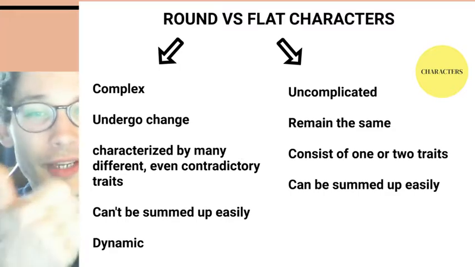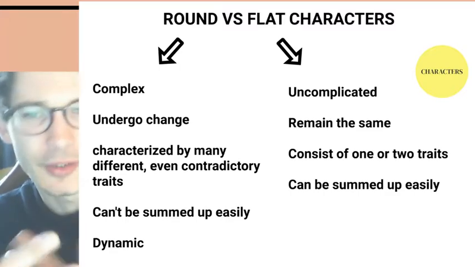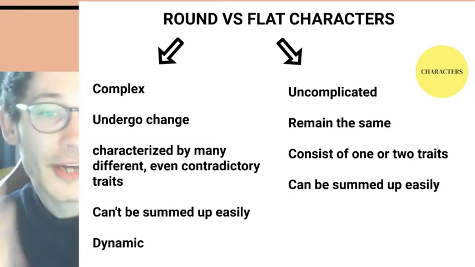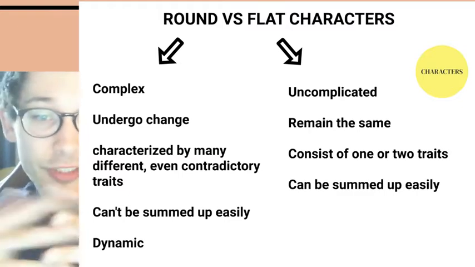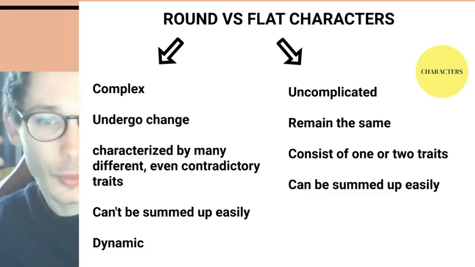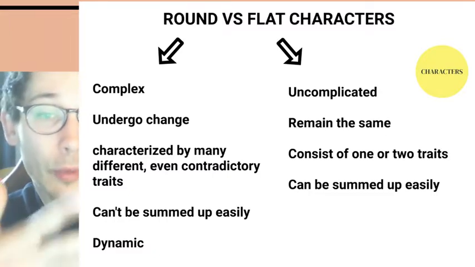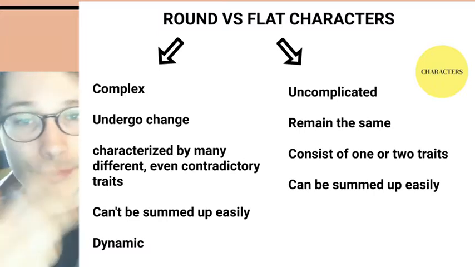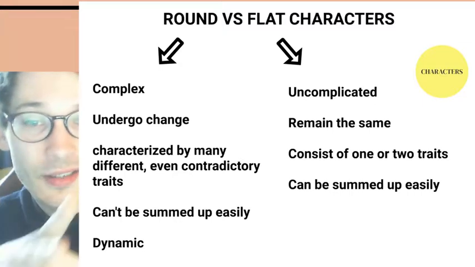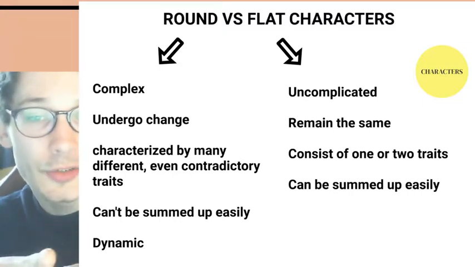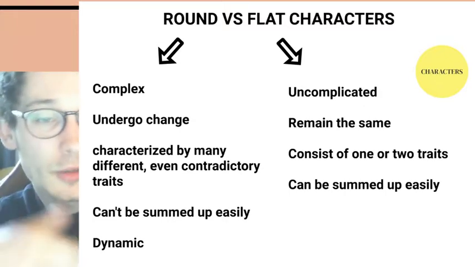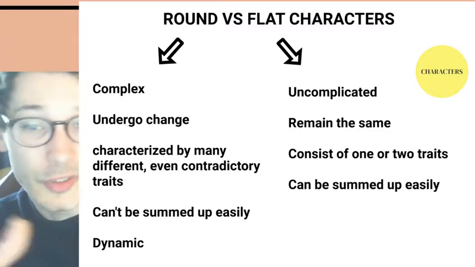They are often complex characters. They undergo change, so the story actually does something to them. They learn a lesson, and they change over the course of the story. They are characterized by many different, sometimes even contradictory traits. What that means is that it's very difficult to just use one or two words to tell everyone what this character is like. They cannot therefore be summed up easily, and they are dynamic. They bring about action, and they undergo action as well. In a sense, the traits I've just described are basically just the opposite of a flat character. So a flat character is uncomplicated, remains the same, consists of like one or two traits, and can be summed up really easily.